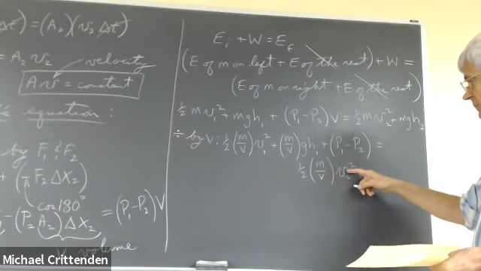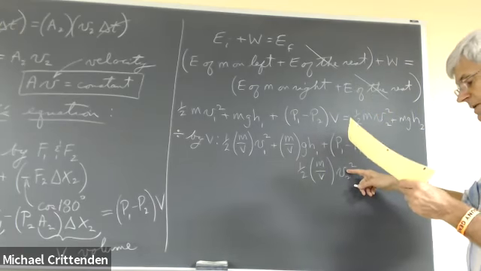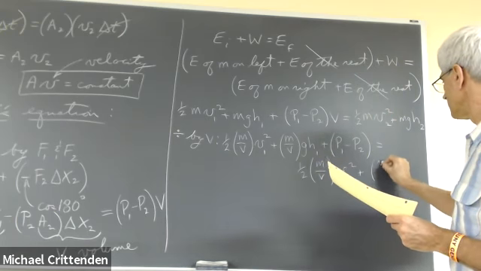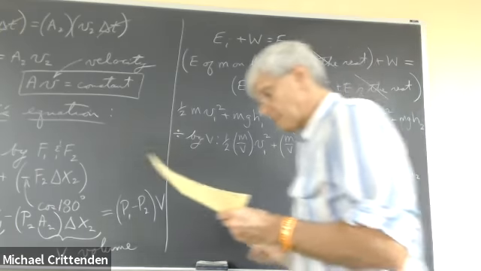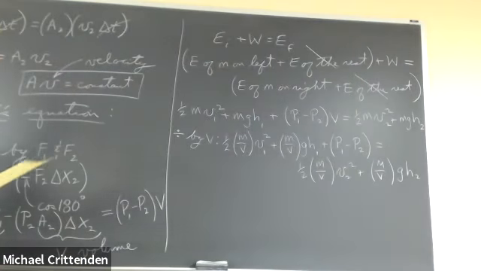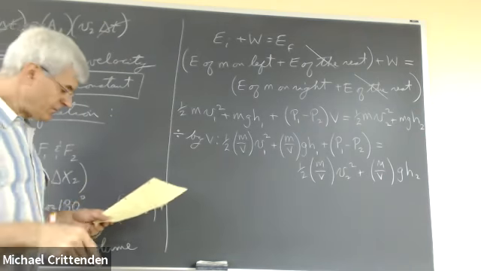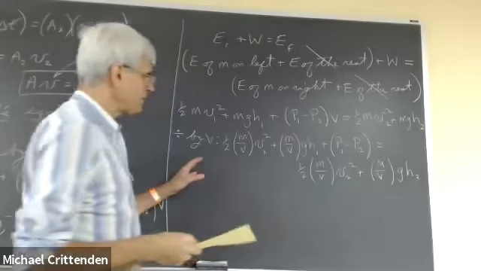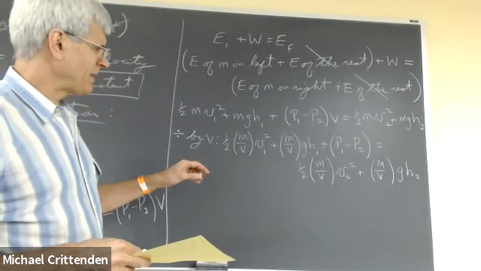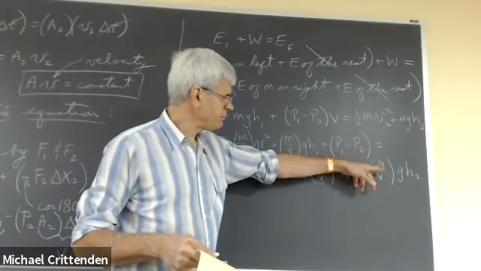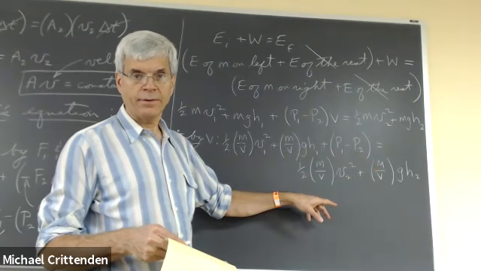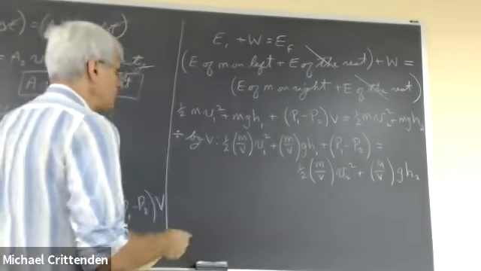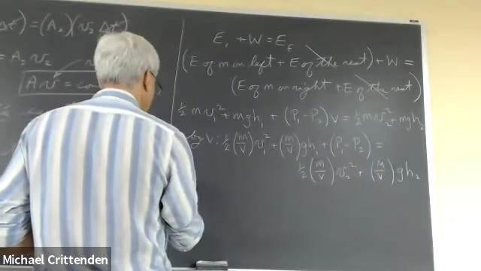Capital V for volume, script V for velocity. We're almost there. Mass per unit volume is density. And then the other thing I'm going to do is add the P2 to both sides so that it's collected together with all the other things that have 2's on them. And we end up with this.